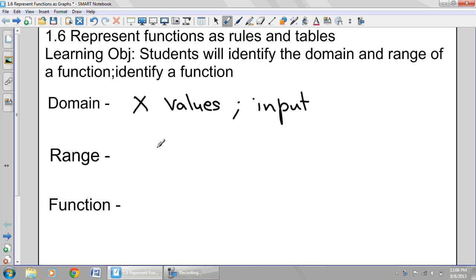The range will be the answer you get as a result of what is being done. So these will be your y values, and this will be your output. A function is actually anything that takes your x values, does some calculations, and gives you the answer.